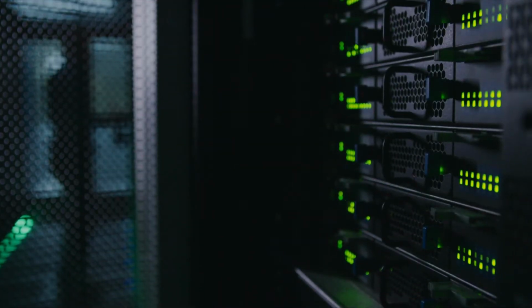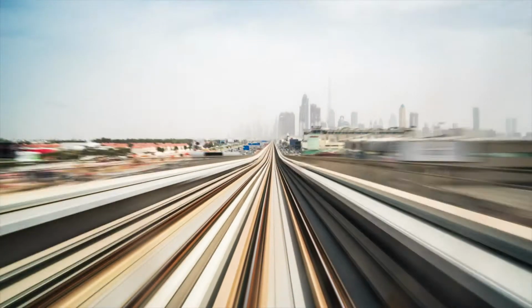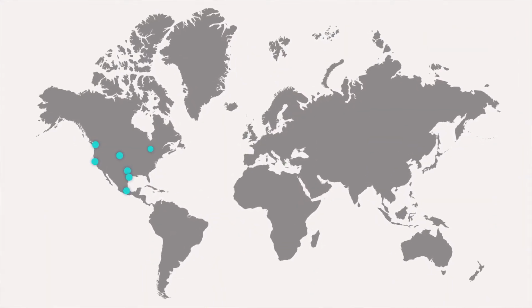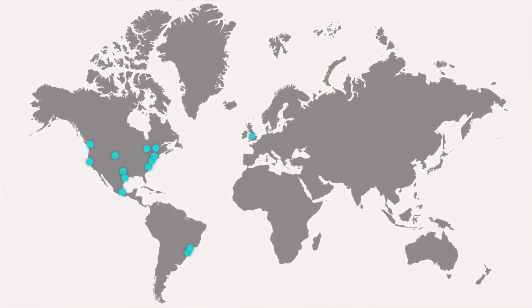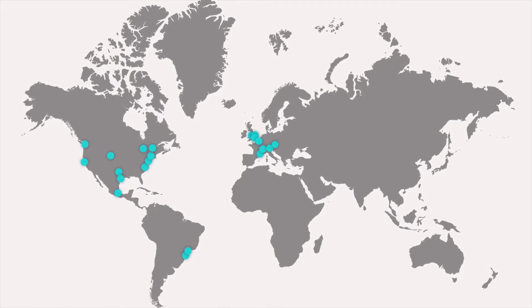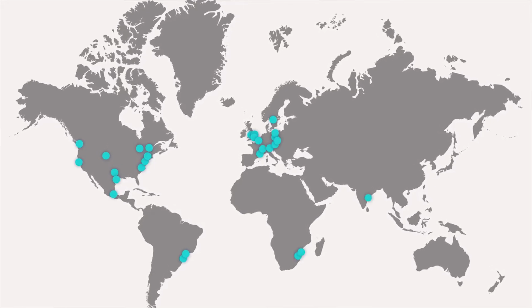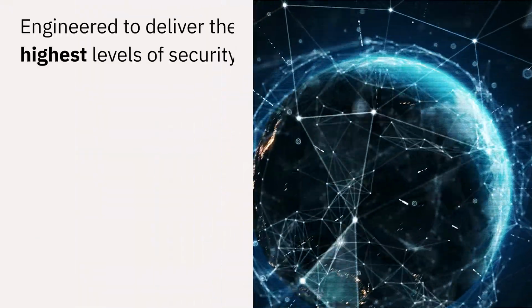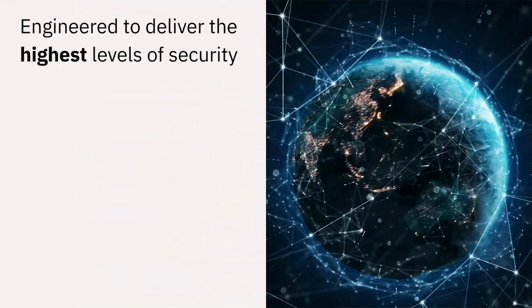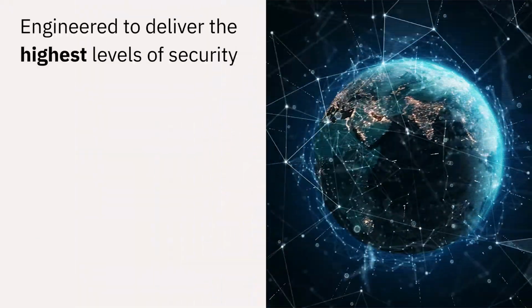Meet IBM Cloud Internet Services. IBM Cloud Internet Services is designed for security and speed. Available worldwide on the IBM Cloud platform and fueled by Cloudflare's Anycast network of over 140 global data centers across 58 countries, it's engineered to deliver the highest levels of security with no compromise in performance.